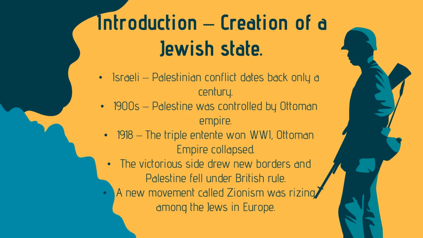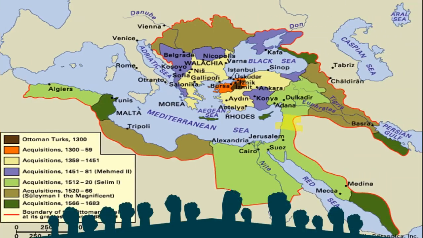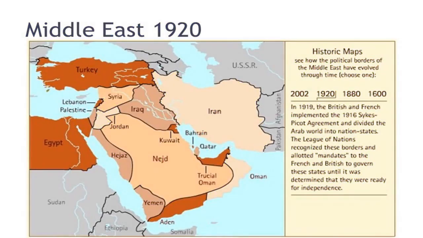After World War I, the Ottoman Empire collapsed and Palestine fell under British rule. In this map, we can see that Palestine was under the control of the Ottoman Empire in the 1900s. In 1918 and 1919, after the defeat of the Ottoman Empire, the British and French implemented the 1916 Sykes-Picot Agreement and divided the Arab world into nation-states.